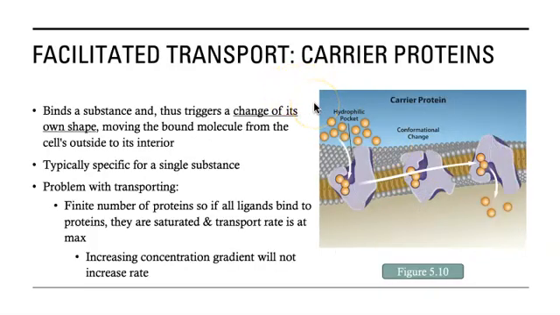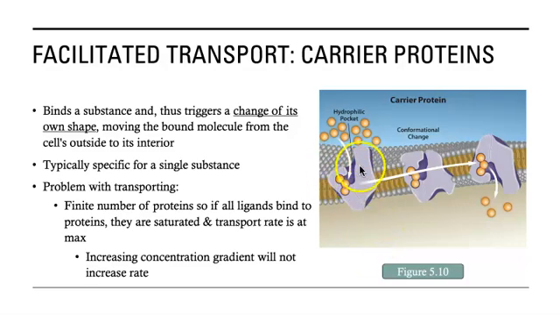The other type of facilitated transport was using a carrier protein. So this is when we're going to bind a substance, and what it does is it changes its conformation. It's going to change its shape. You can see that taking place over here, and then it will help to move that molecule that attached initially into the cell. So typically this is going to be specific for a certain substance. For example, we have a specific carrier protein called GLUT, glucose transport protein, and glucose would attach to it and move into the cell.